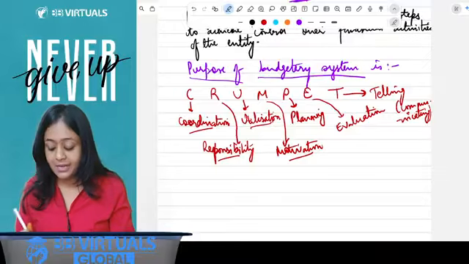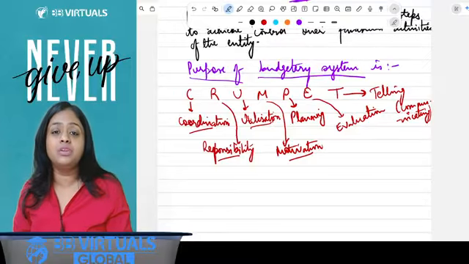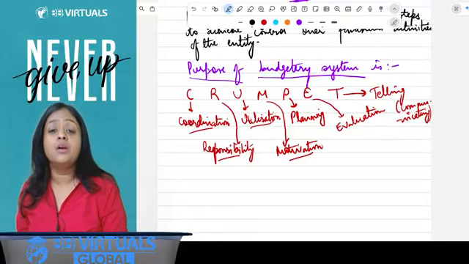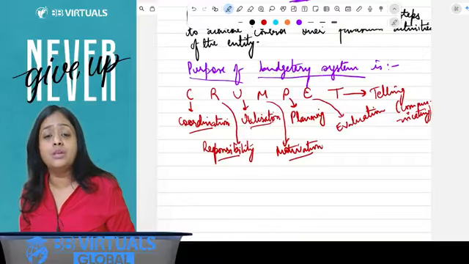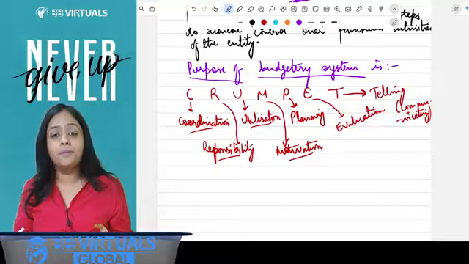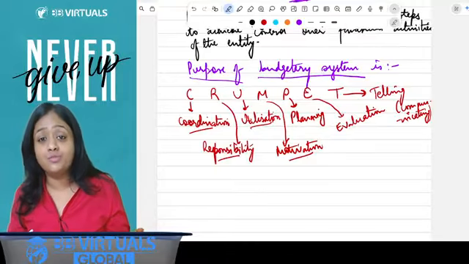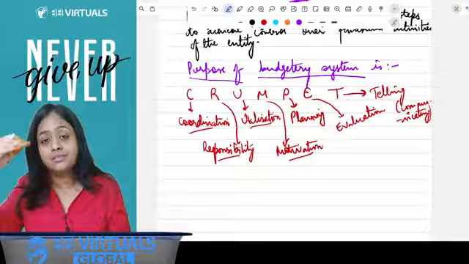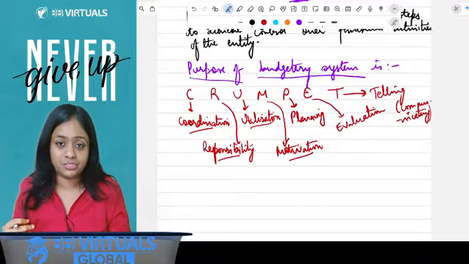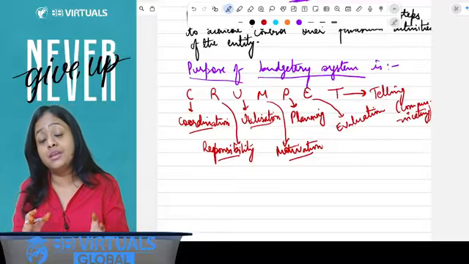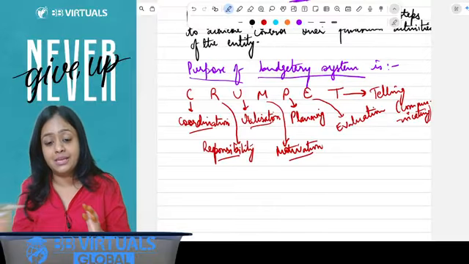T is telling, that is communicating it to the right people, the implementers, as well as to ensure that the management also has a check on the budgets, so that they know that their targets or the strategic objectives are in line here.